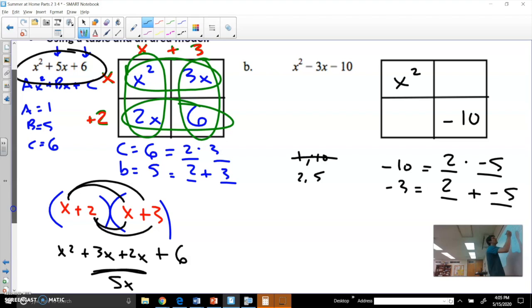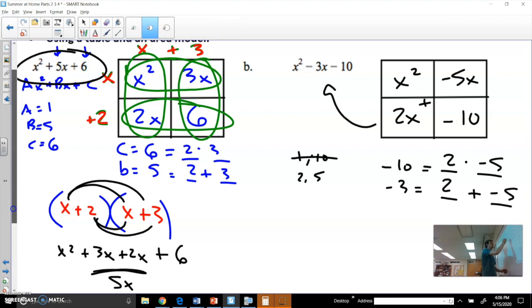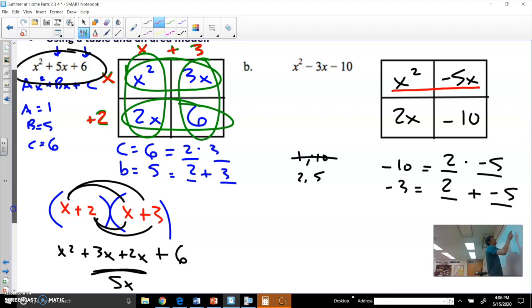So that means in one of these boxes I need negative 5x and the other one to be positive 2x. Now these are both linear terms because when you add them together, you're getting that middle value of negative 3x. Okay, so now we're going to do that GCF part in all 4 directions. So I'm going to do that here. x squared and negative 5x, those both have x in common. 2x minus 10, those both have 2 in common.